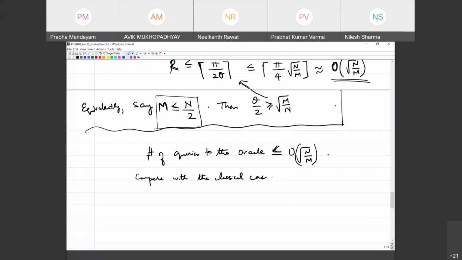So the classical case is the number of queries you will need, or the number of steps, becomes order n. So actually I think it's order n over m. So this is exactly the square root of that. Okay. So this is what gets you the quadratic speed up.